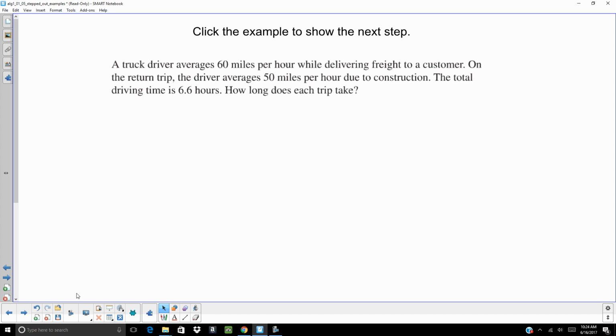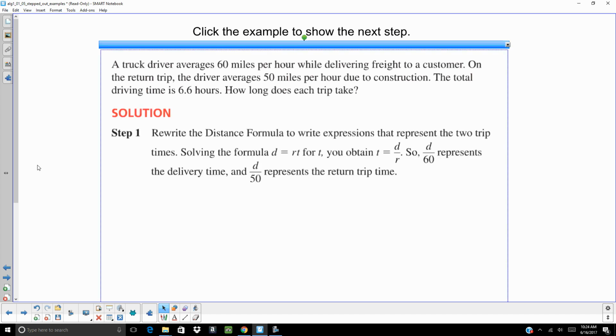All right, a truck driver averages 60 miles per hour while driving freight to a customer. On the return trip, the driver averages 50 miles per hour due to construction. The total driving time is 6.6 hours. How long does each trip take?